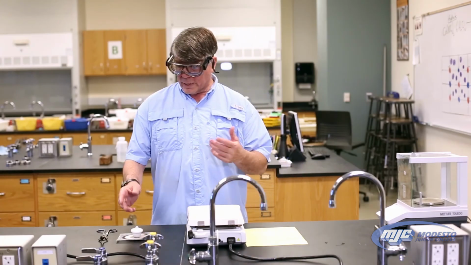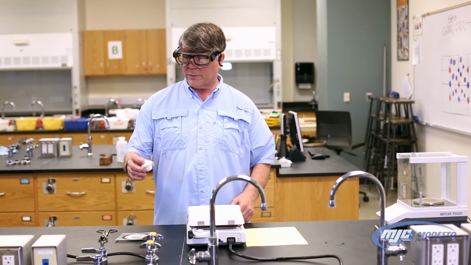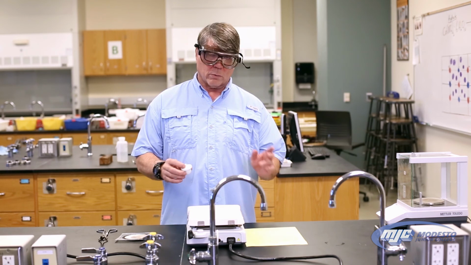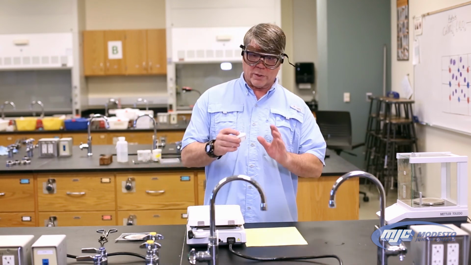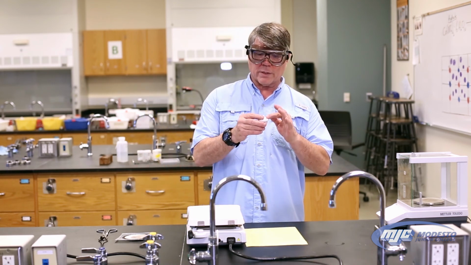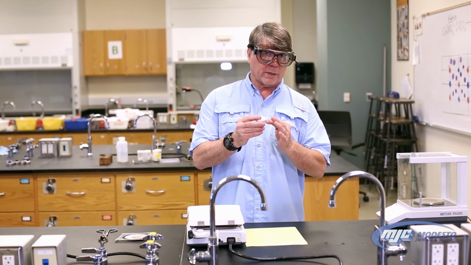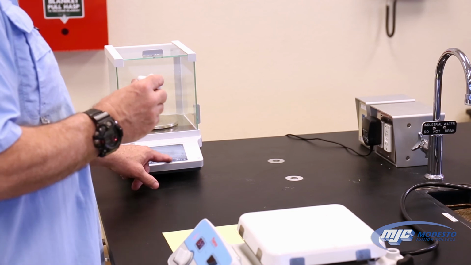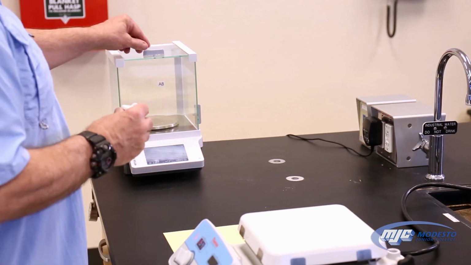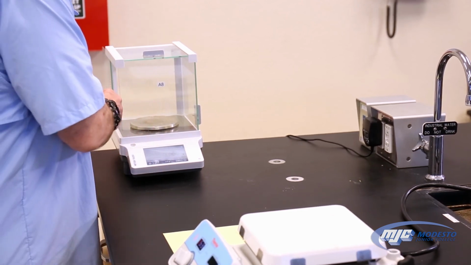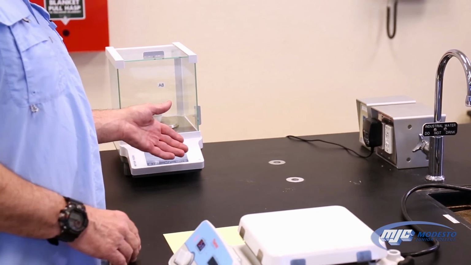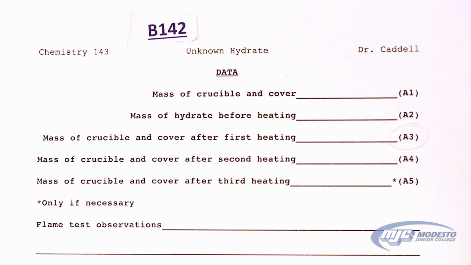All right, guys, so now that the crucible and cover with the hydrate, the anhydrous salt in it, are cool enough to touch, we're going to go weigh it. We want to know how much everything weighs together. The lid, the crucible, and the anhydrous salt in there. So we're going to make sure the balance says 0. And then put it all in there. Close the door, get that number 3 past the decimal. That is our A3, mass of the crucible and cover after first heating.